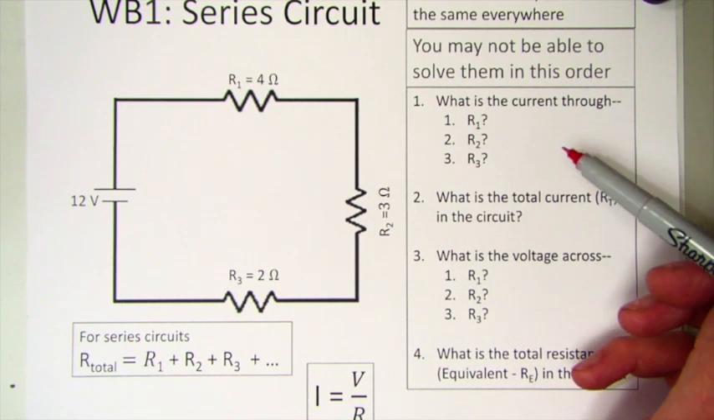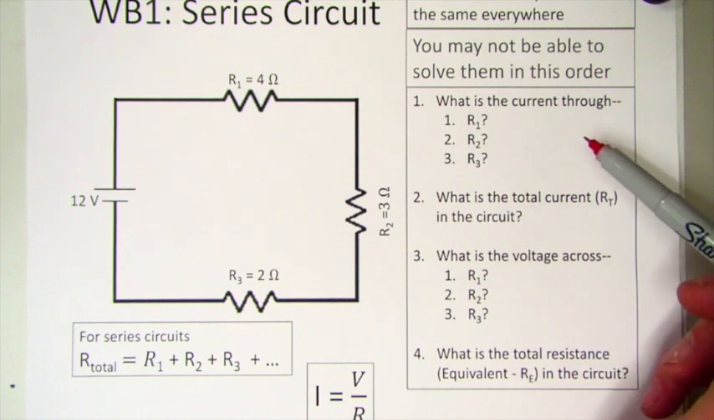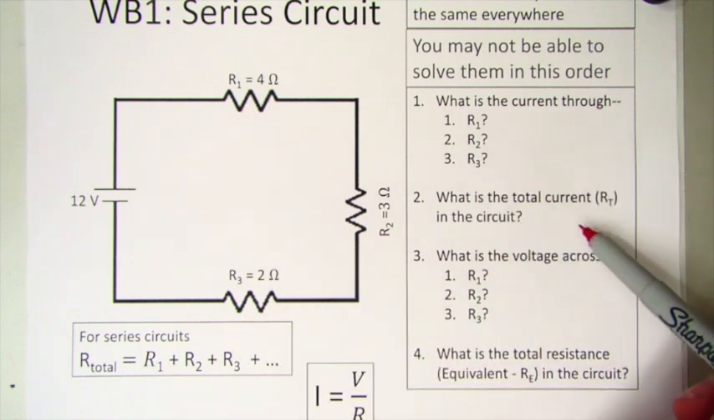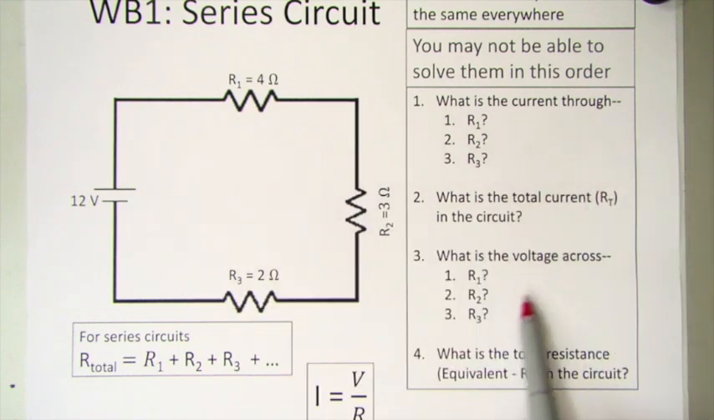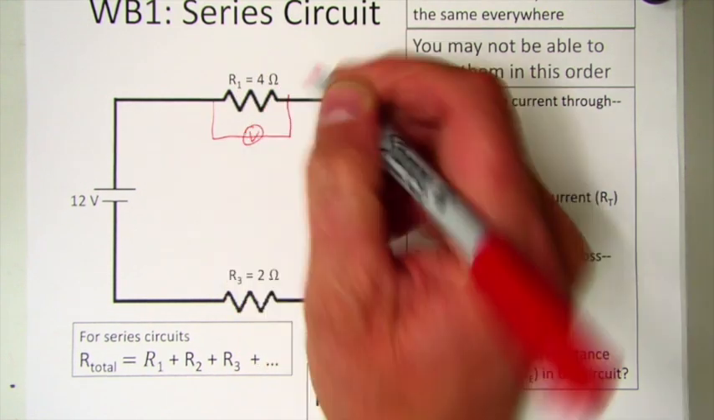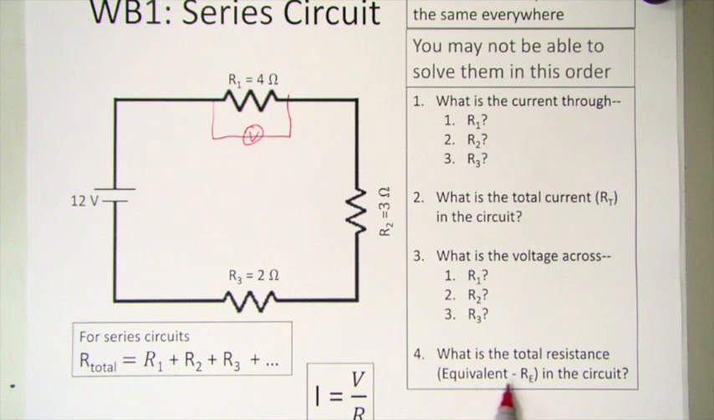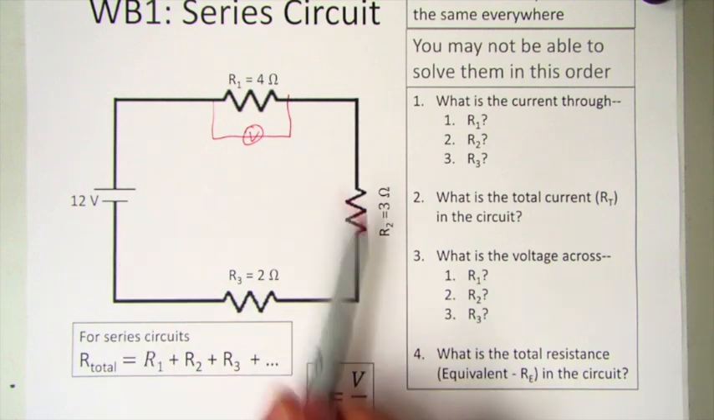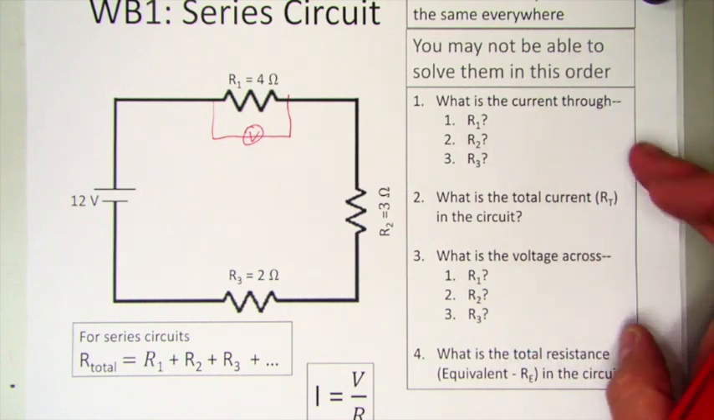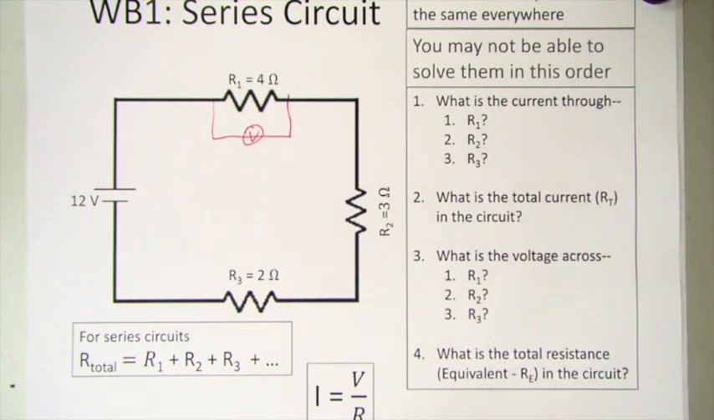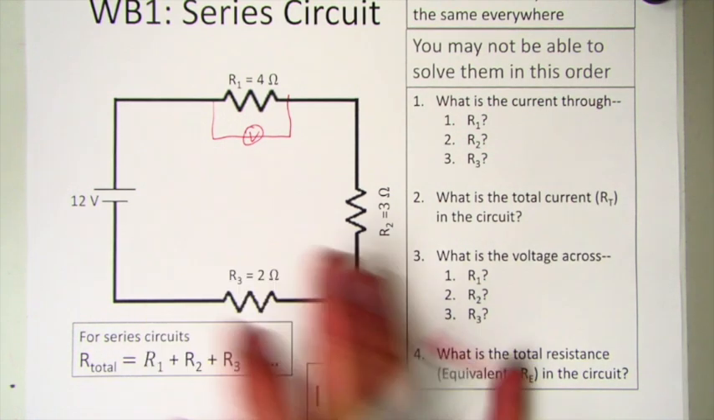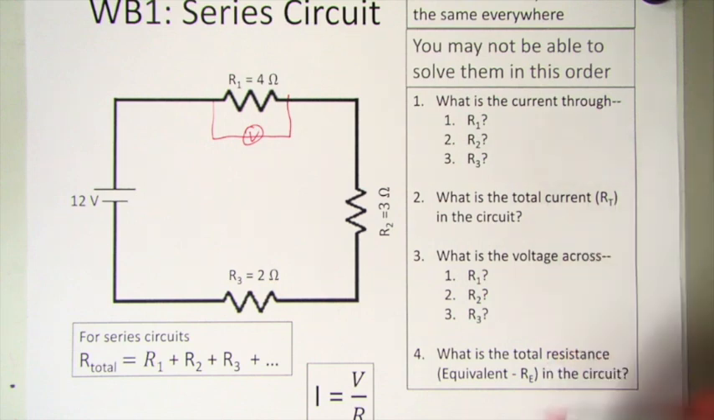I have a bunch of questions off to the right here. You can search for what's the current passing through each and every resistor, what's the total current in the system, what's the voltage across each. Remember, if you were to put a voltmeter in there, you measure across. And what is the total or equivalent resistance in the whole circuit. You may not be able to answer these questions in this order, but you can try to find the one that you can answer with the information you have on hand, and then use that to solve the other problems.